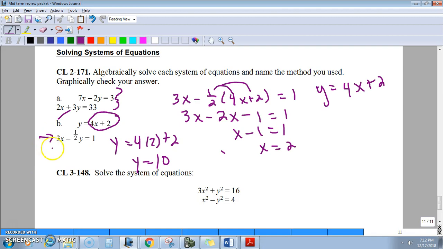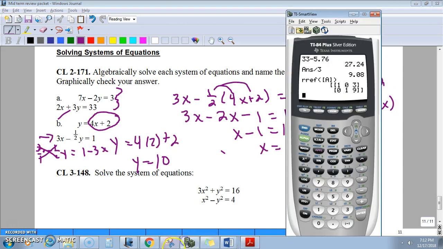So I'm going to subtract 3 x's from both sides. So then I have negative 1/2 y equals 1 minus 3x. Multiply both sides by negative 2 over 1, and that'll cancel this out. And if we make it negative, it'll make it positive. And then multiply the other side also by negative 2, and we get y equals negative 2 times that whole other side, which was 1 minus 3x.